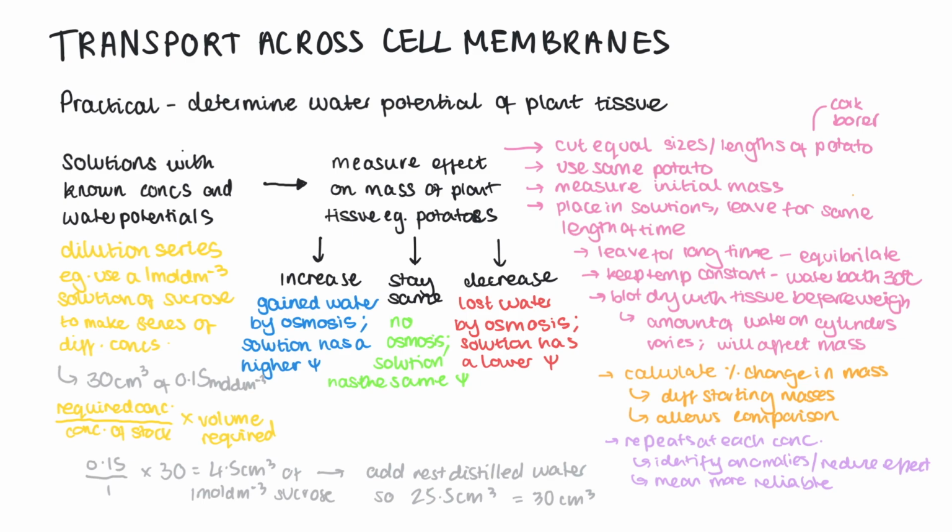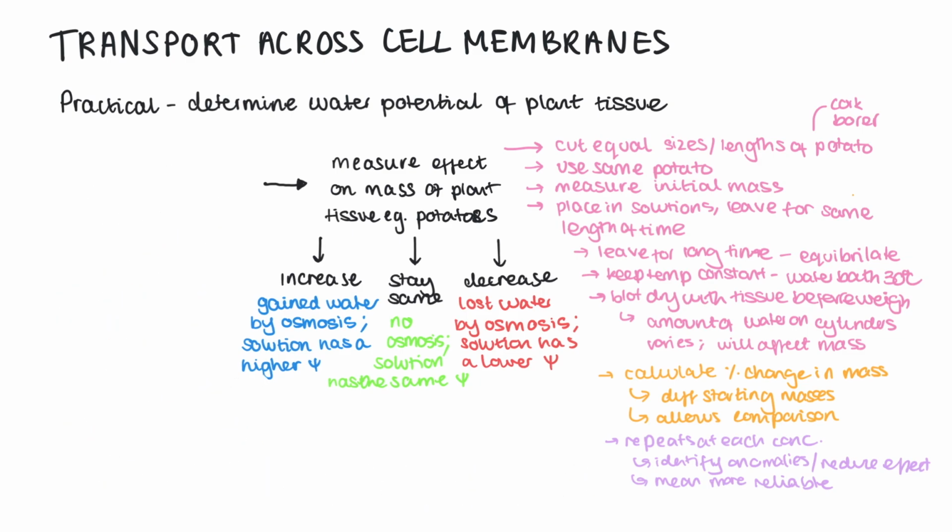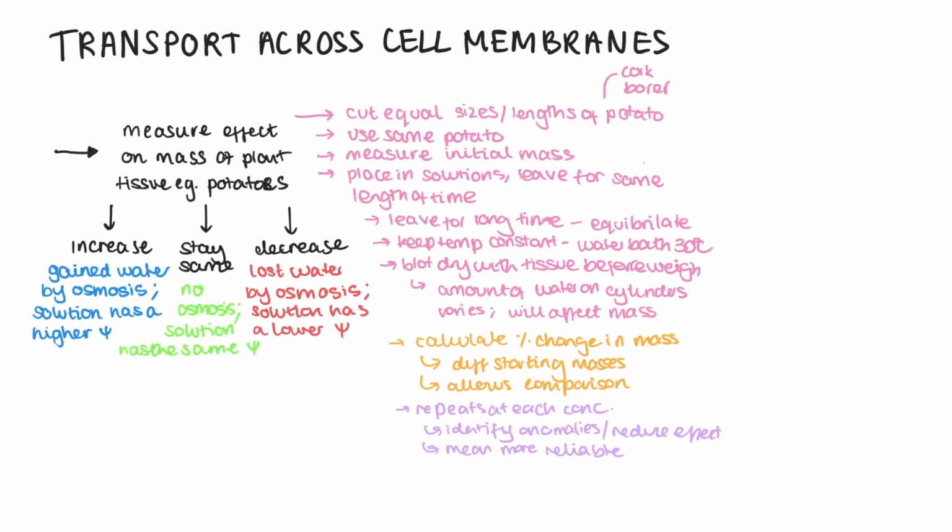I know that's a lot there so far, but just remember, so far all we've done is measure the mass of different potatoes, how much they've increased or decreased in mass. But what we're trying to do is find the solution in which the potato doesn't change mass, okay? And we might not have an exact one. We've done a range of values.